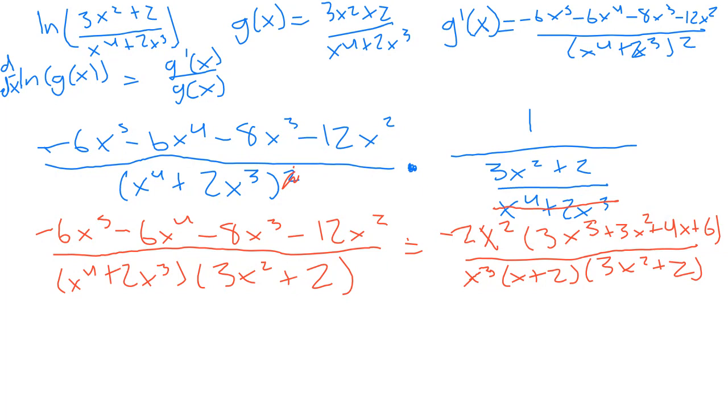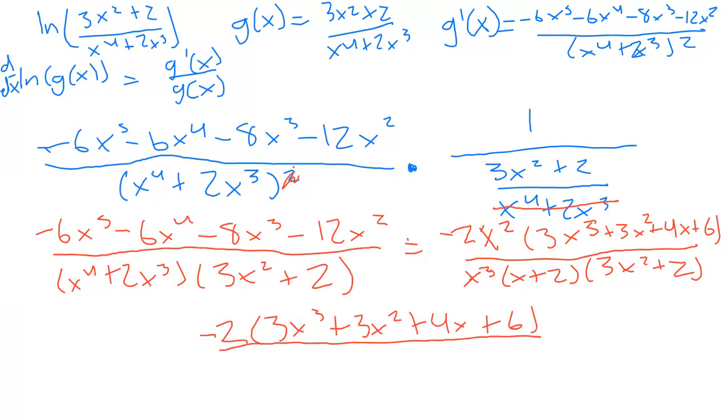so we can say our simplified answer is going to be negative 2 times 3x cubed plus 3x squared plus 4x plus 6 all over x times x plus 2 times 3x squared plus 2. And that is going to be the derivative of that initial logarithmic function.